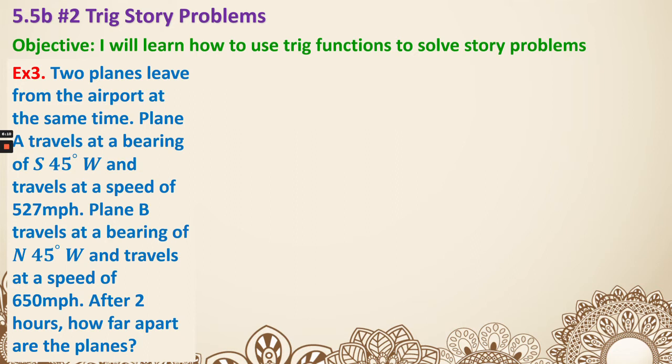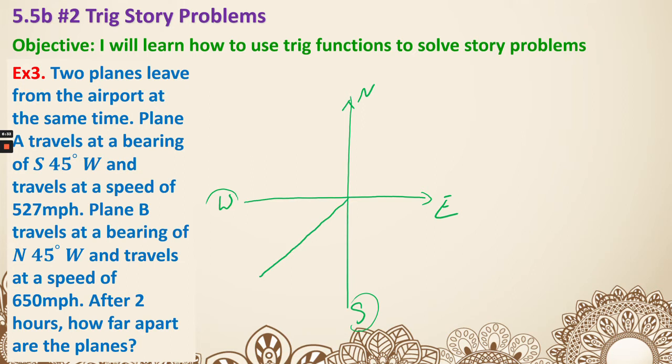Next, example 3. The planes leave from the airport at the same time. So let's try a compass setup. North, south, west, east. Plane A travels at a bearing of south 45 degrees west. South is here, west is here, so 45 degrees southwest is going to be around here, and this is 45 degrees. Next, plane B travels at a bearing of north 45 degrees west.